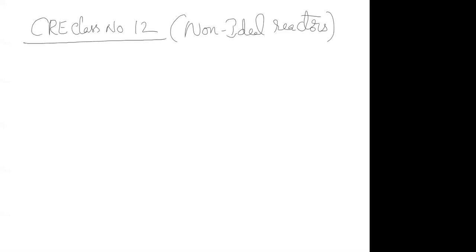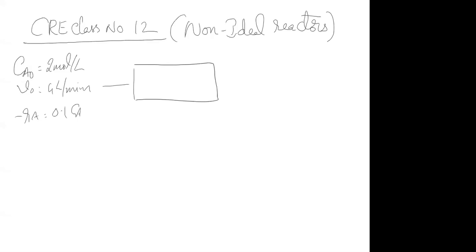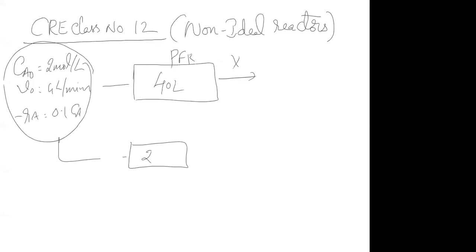So just take CA naught is equal to, let's say, 2 mole per liter. V naught is equal to 4 liters per minute. Minus R equal to 0.1 CA. 40 liter PFR. So what is the conversion? Now same input, if you take it to 20 liter followed by 20 liter PFR, what is the conversion?